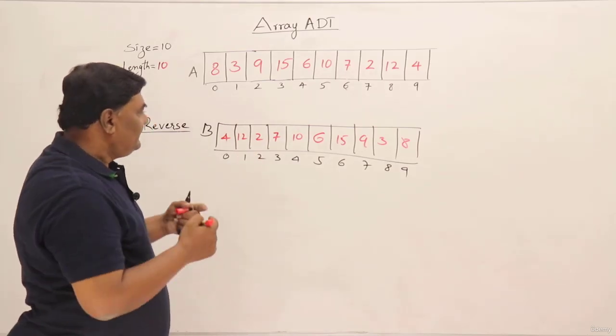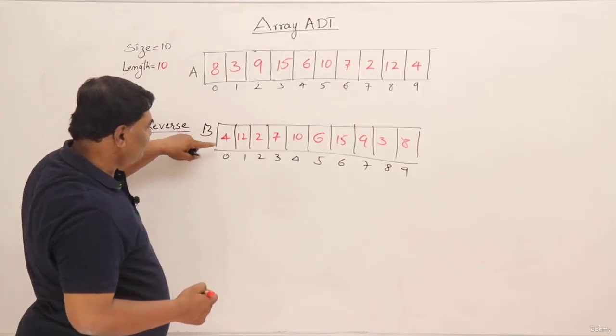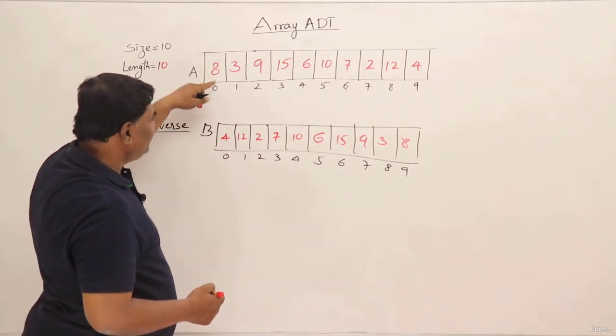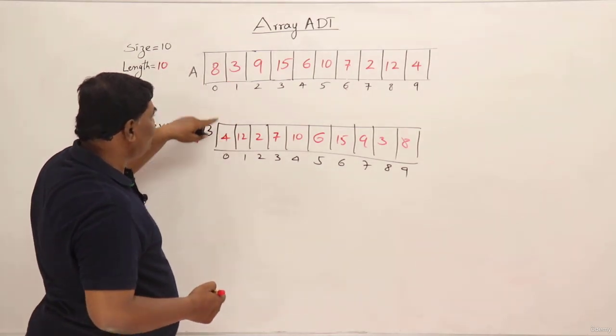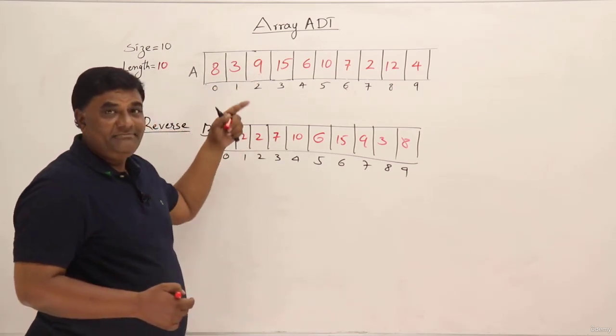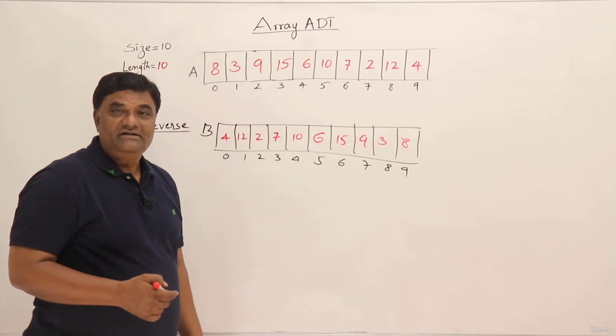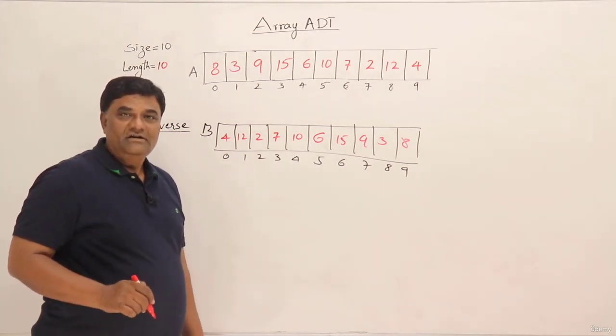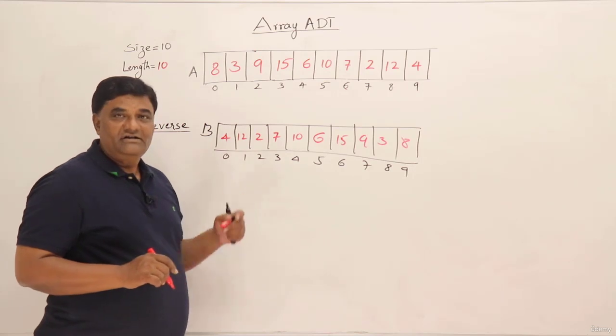Then, now we will copy these elements back into the original array. So corresponding elements, same location elements will be copying. So this becomes 4, then this becomes 12, and this becomes 2. So we'll replace the elements in the original array. So this is first method. In first method, we require an extra array.